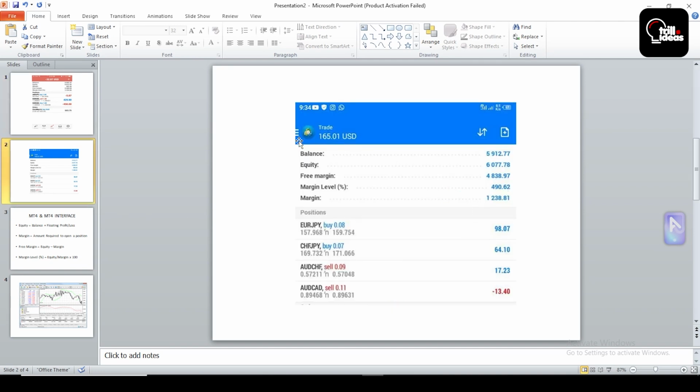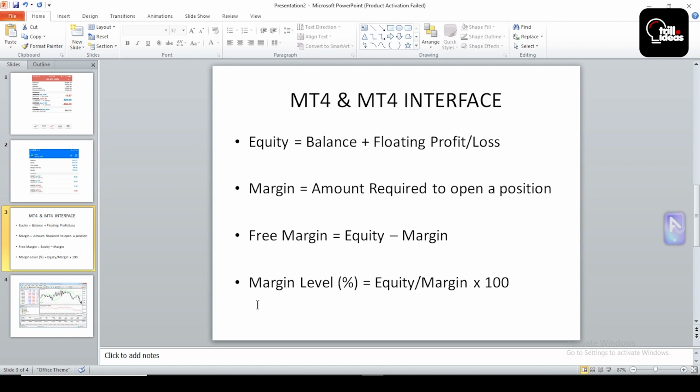This trade is currently in profit of 165.01. The initial balance, which is 5,912, if you add this 165 to it, you see it will give us the equity. So you can do well to use the formula I shared with you to run this other calculation so that you check and maybe understand what I'm trying to say. So here is the formula. Jot it down and try and check it out yourself for better understanding.